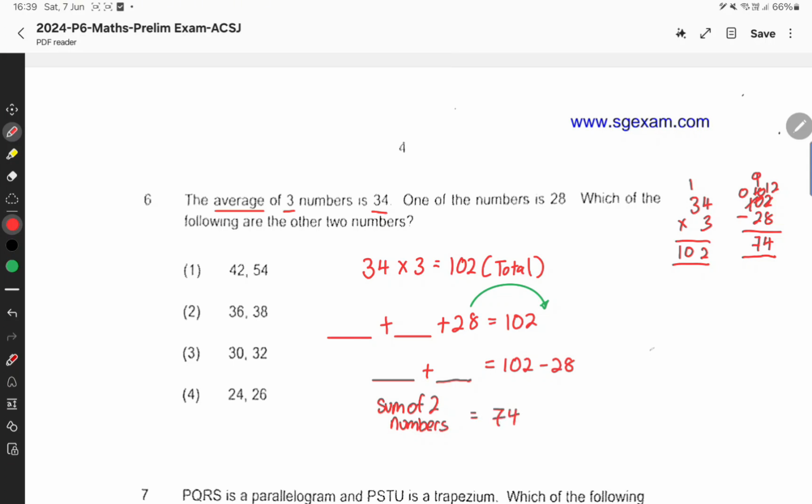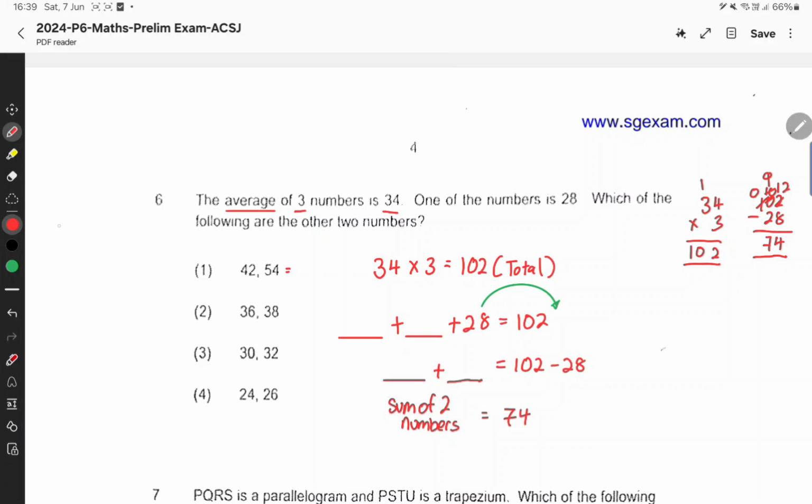Okay, so in this case, we're going to identify which 2 numbers will add up to 74. So let's try option 1. Option 1, we have 42 and 54. So 42 plus 54: 4 plus 2 is 6, 5 plus 4 is 9. It will give me 96, but we need 74. So option 1 is out.